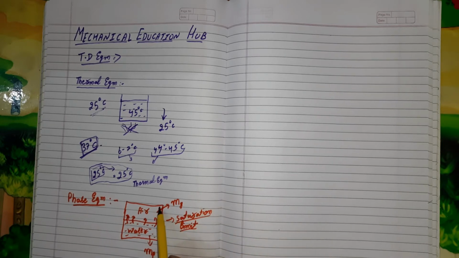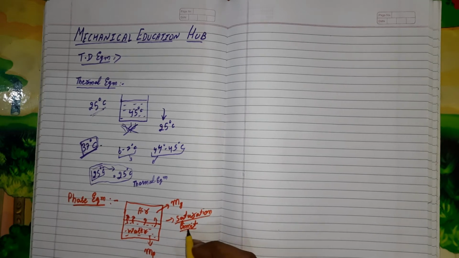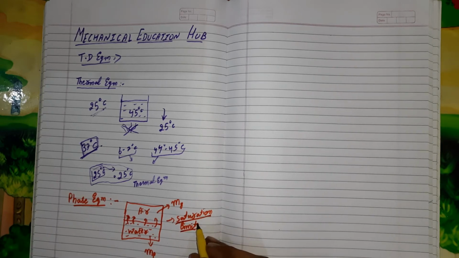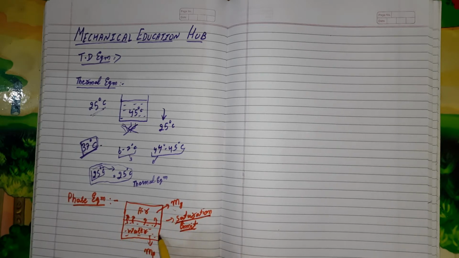Now in this system, the tendency of conversion of phase is not there when it reaches its saturation limit. So after reaching its saturation limit, ml will be constant and mg will be constant. There will be no possibility of phase change here. From here we can conclude that now this system reaches its phase equilibrium.